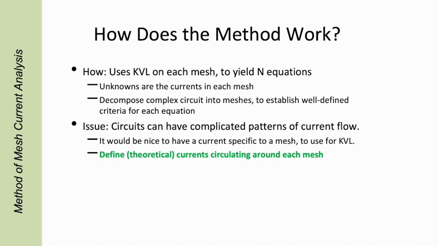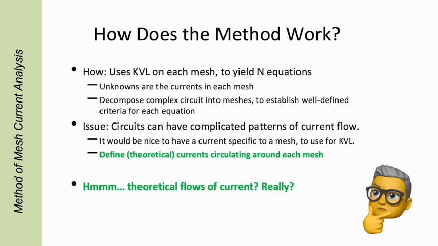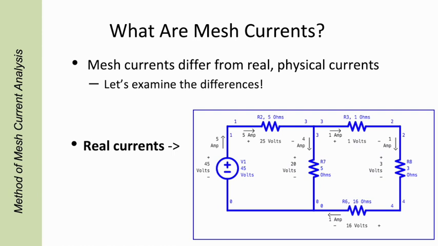So what we do is we define theoretical currents that circulate around each mesh. These are the quote-unquote mesh currents. Yes, theoretical flows of current. Okay, we got to talk about this. So what are these mesh currents? Well, they differ from real physical currents, and let's examine the differences.